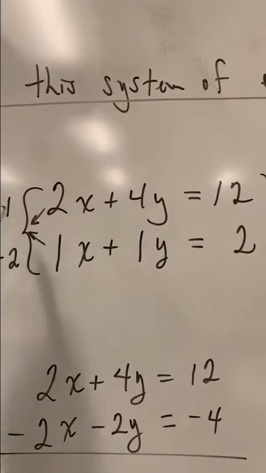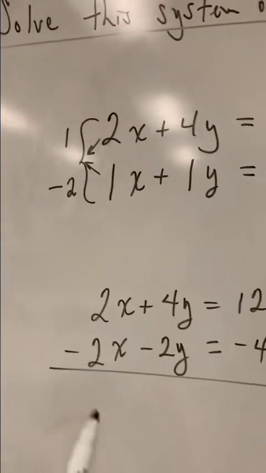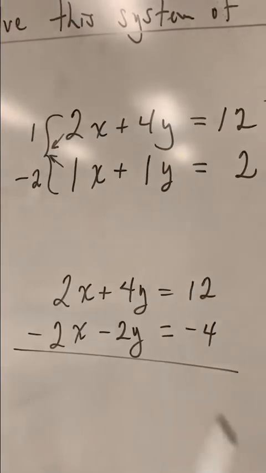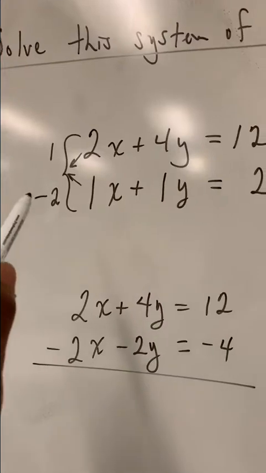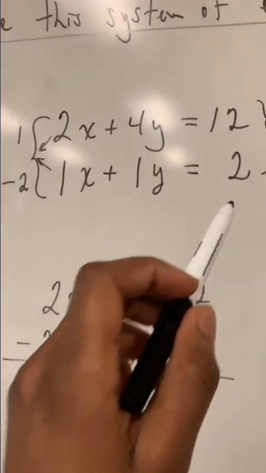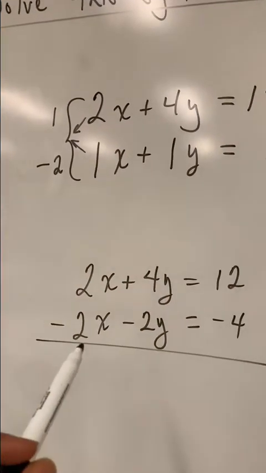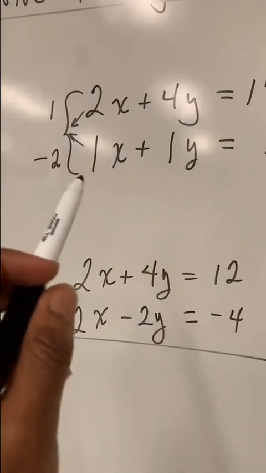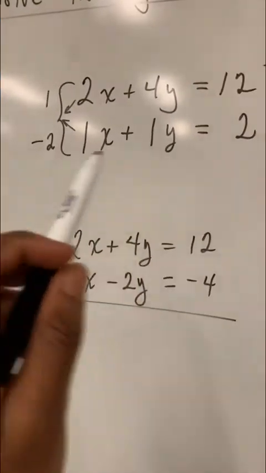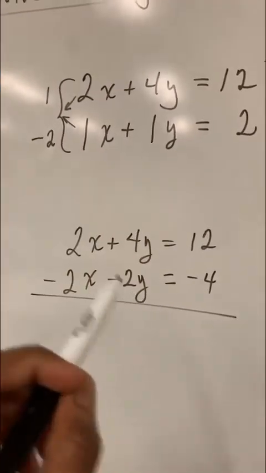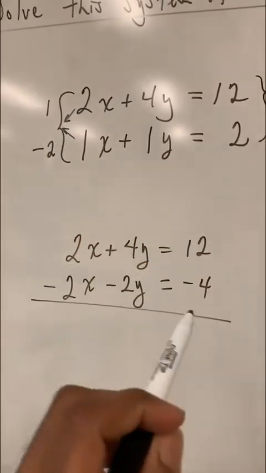So when you multiply everything times 1 across the top, nothing happens. That's what happens when you multiply by 1. But when you multiply everything by a negative 2 at the bottom, you get a negative 2x. You multiply these, you get a negative 2y. And if you multiply those, you get a negative 4.